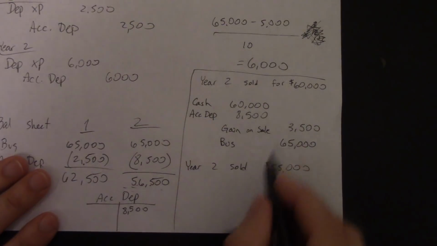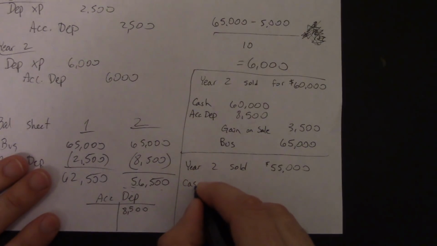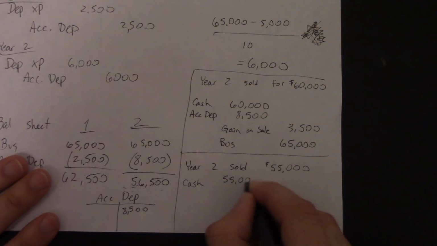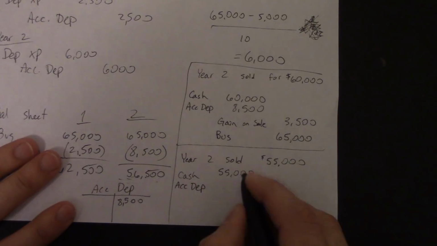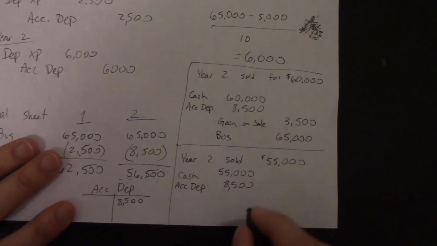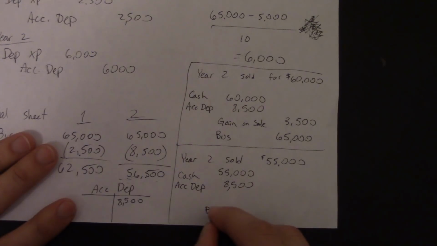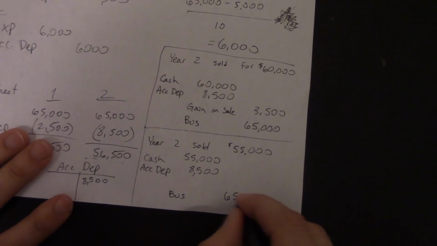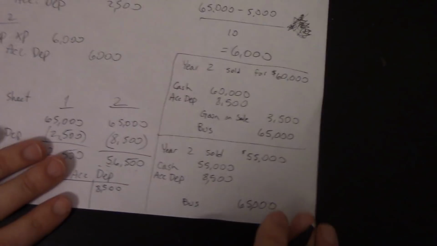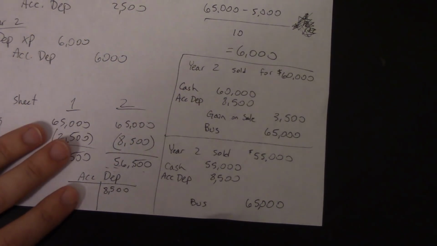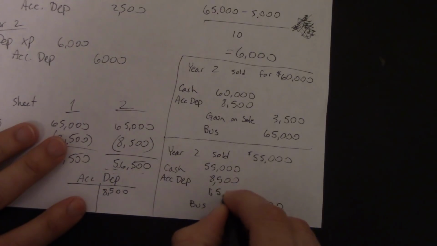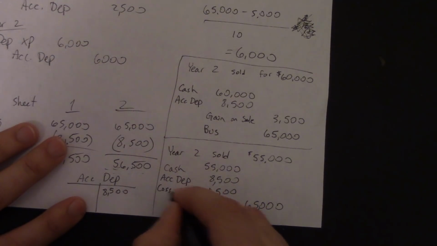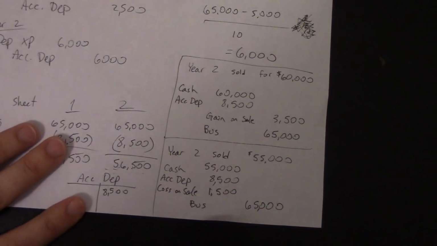We can also, let's say in year 2, instead of selling it for 60, let's say we sold it for 55,000. What's the journal entry there? Well, obviously we're getting cash for $55. We're still getting rid of that accumulated depreciation of $8,500. And we're still getting rid of the bus for $65,000. And from here, we should see that we need a debit for $1,500.